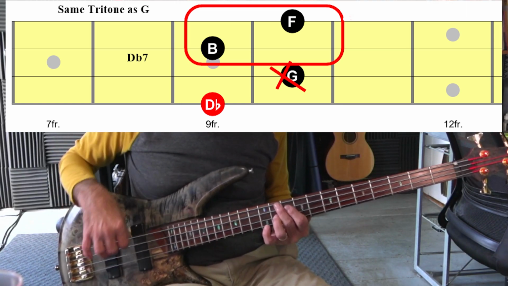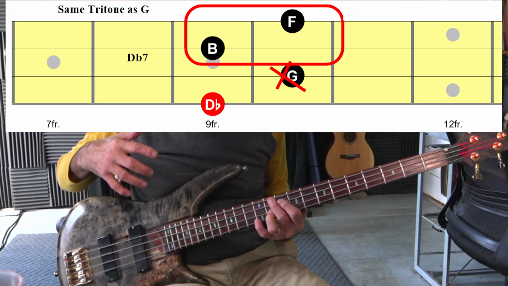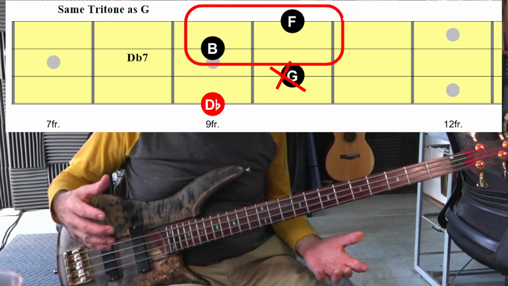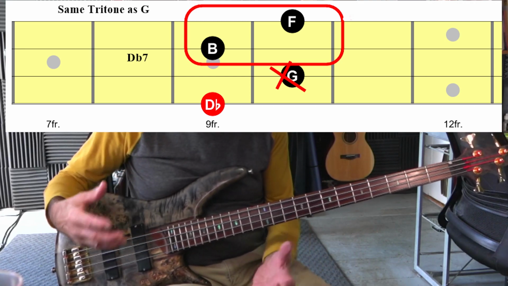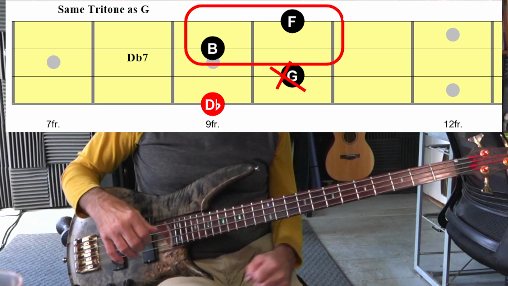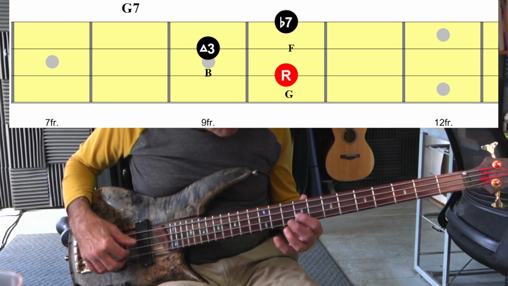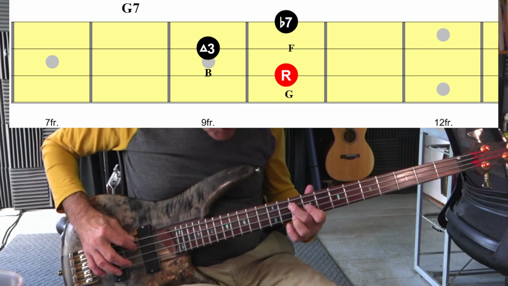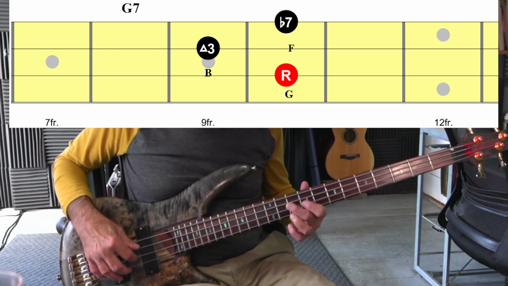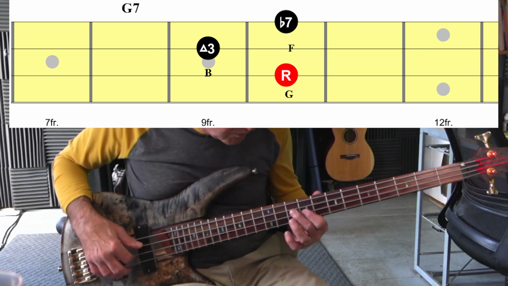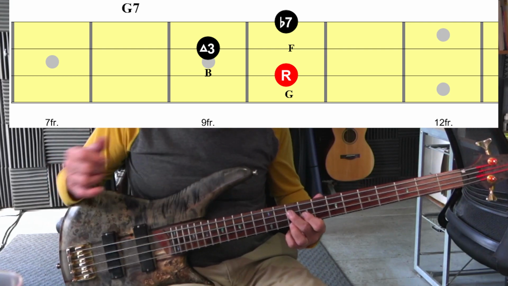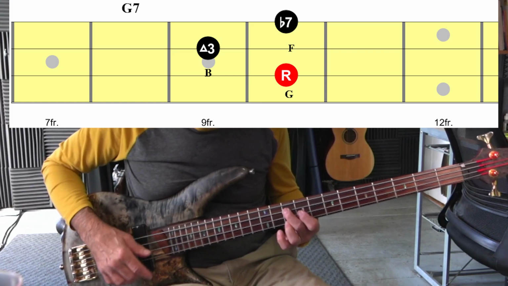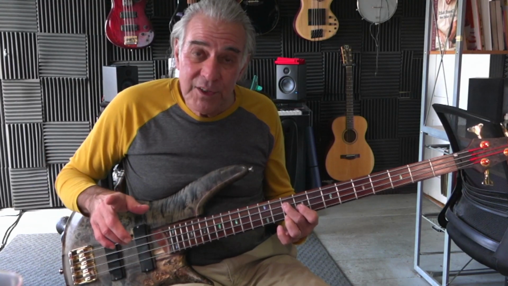So what happens with the D flat when you play a sub 5/7, and that's what it is, it shares the exact same tritone as the G7. So we have a G7: the G on the 10th fret of the A string, the B on the 9th fret of the D string, and the F on the 10th fret of the G string. That's our G7. Now watch this.